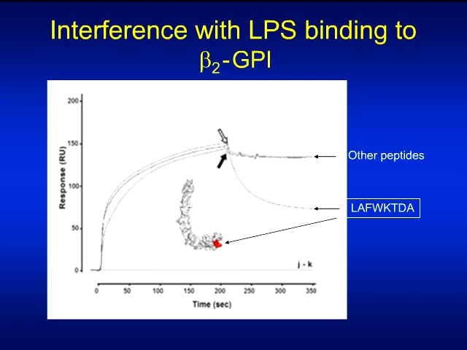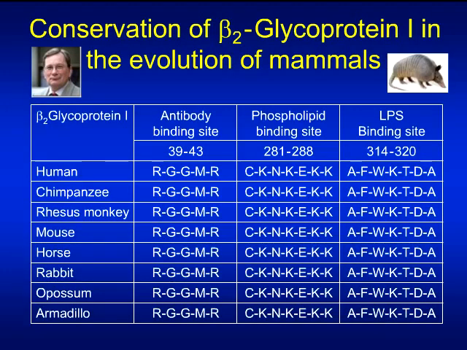And we find that quite interesting, because if you go back in evolution and take all the mammalians, from human to armadillo, the antibody binding site, the phospholipid binding site, and the LPS binding site are completely conserved throughout the whole mammalian evolution. And in fact, they are, for a greater part, conserved in the vertebrates. So apparently it is a very important part of the molecule, which should be exactly the same.